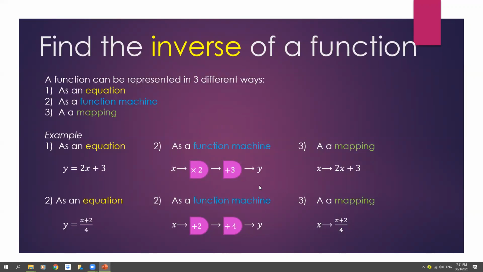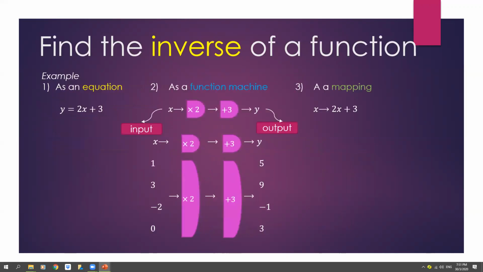Okay, now next, let's see what a function is doing. For example, I'm using y equal to 2x plus 3. The function machine tells you that every time, x has to be multiplied by 2, then plus 3, and only then do you get y. So x is called the input. Remember I asked you to draw a box? X is the beginning, then you do this process, and the output is y.